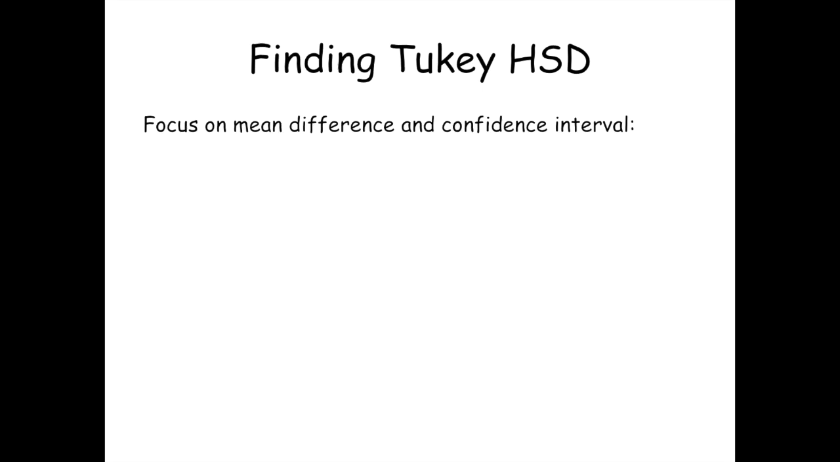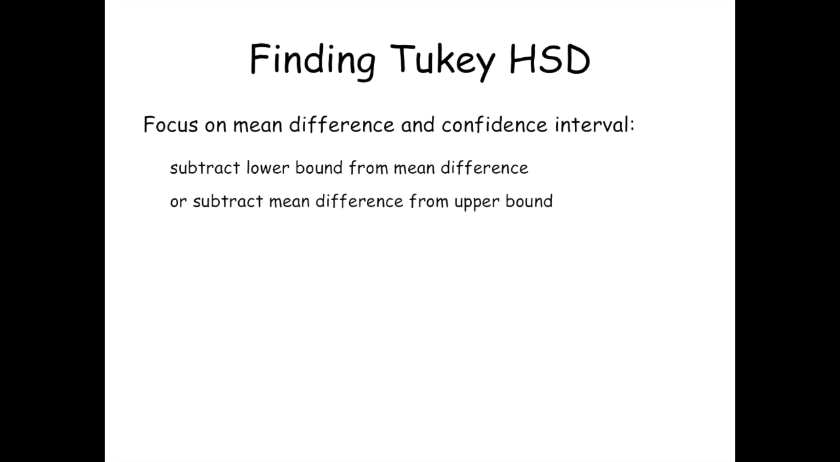SPSS doesn't report the value for HSD. To find it, we look at the mean difference and the confidence interval. We can either subtract the lower bound of the confidence interval from the mean difference, or subtract the mean difference from the upper bound. Both methods produce the HSD value.